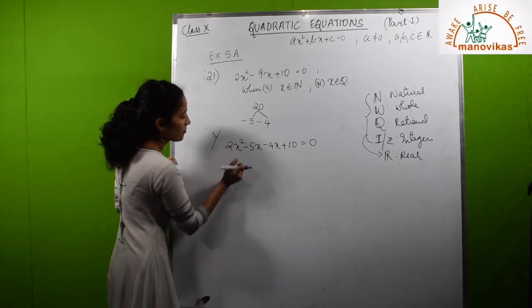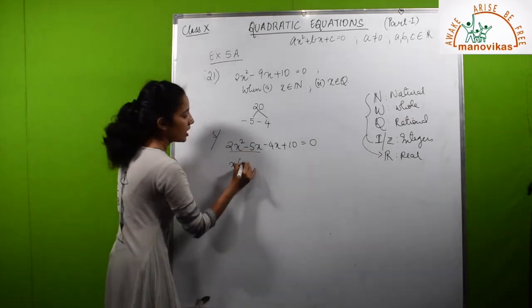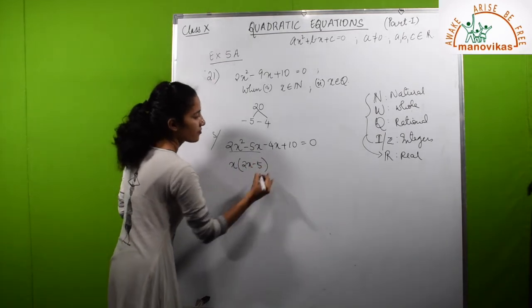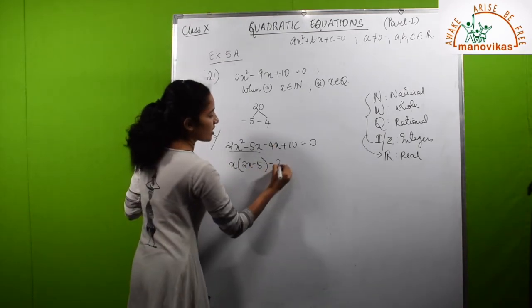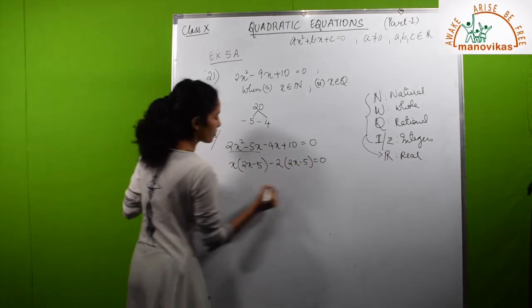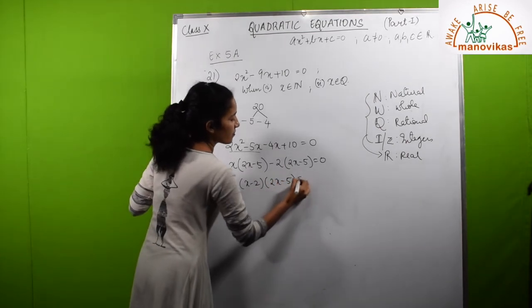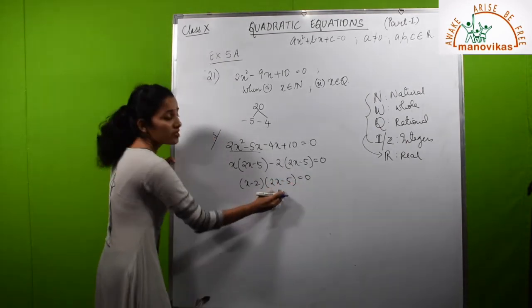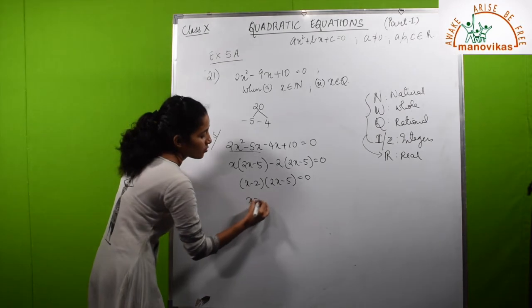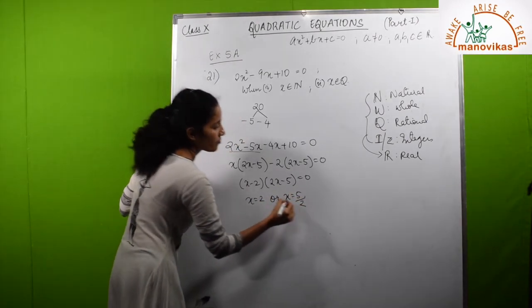So this would be taking an x common, because there's only x common here, I get 2x minus 5, and from the other one I have negative 2 common, so I get 2x minus 5 equal to 0. So I have x minus 2 and 2x minus 5 equal to 0. Using the zero product rule again, x is equal to 2 or x is equal to 5 by 2.